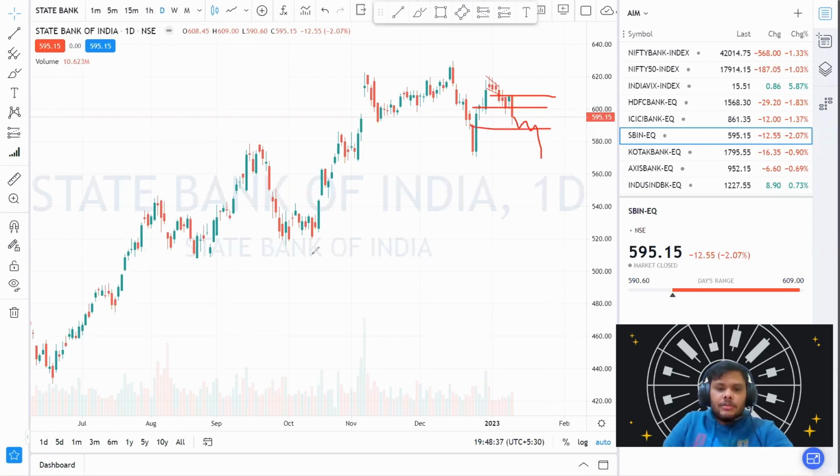But if it opens a gap down around 590 and shows negative movement there, then we're going to wait for any kind of trend confirmation, and after that we can expect any buying or selling pressure from there.